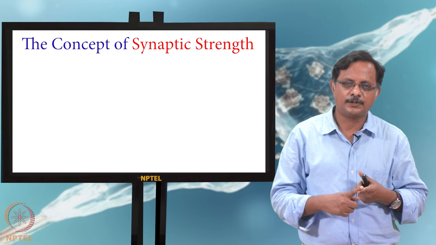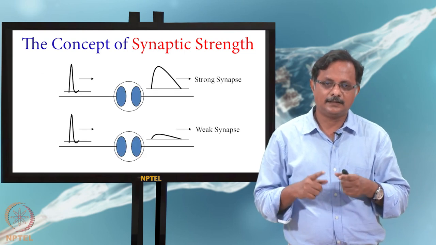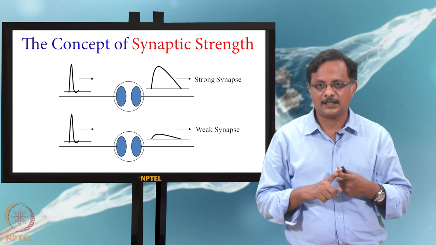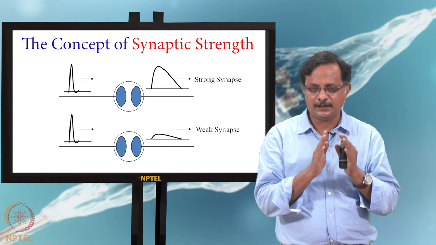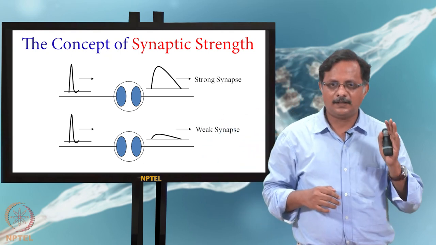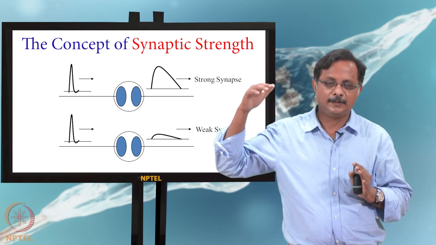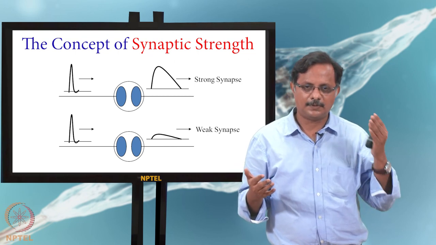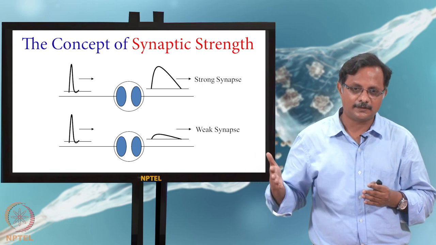So, one more concept which we should introduce in this context is the concept of synaptic strength. We have said that there are two kinds of synapses, excitatory and inhibitory. But we also mentioned in the last segment that the PSP is a graded signal, unlike an action potential which has a fixed size and shape; a PSP can have variable amplitudes. So, for a given action potential on the presynaptic side, if you produce a strong, high amplitude PSP, you say that the synapse is strong. Similarly, for a given action potential on the presynaptic side, if the PSP produced has a small amplitude, then you say the synapse is weak.